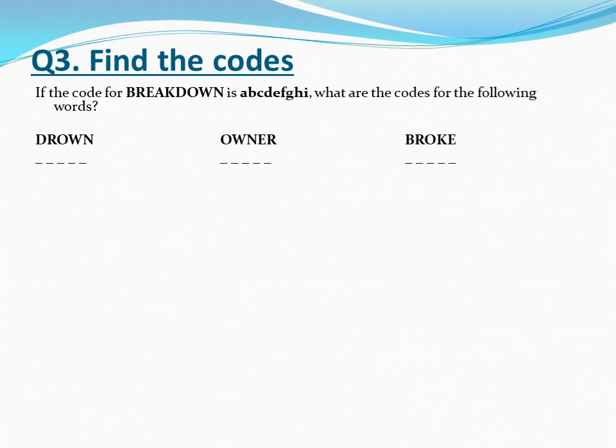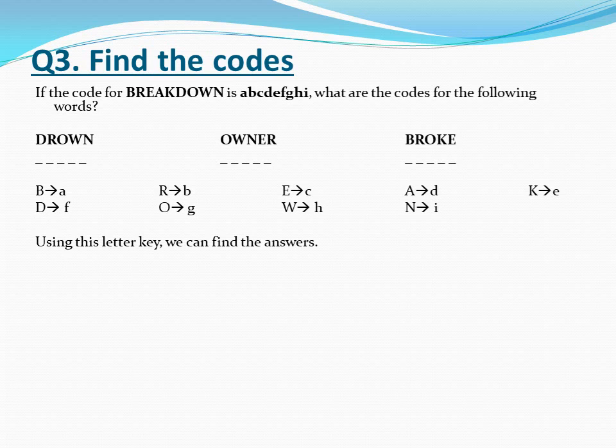Another example where you find letters to crack the code is if the code for BREAKDOWN is A, B, C, D, E, F, G, H, I, what are the codes for the following words? Three words are given: brown, owner, and broke. The first step is to write down your own letter key. Using the key given, we know B is A, R is B, E is C, A is D. Similarly, you can write your own letter key. Using this letter key, we can find the answer.